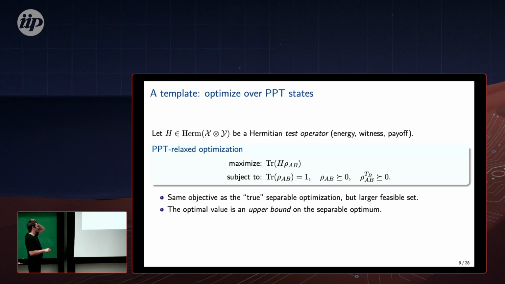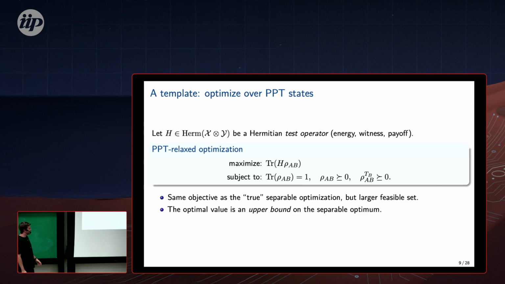And so this is a valid SDP, okay? And the objective value stays the same. Sorry, the objective stays the same, but we just enlarged the feasible set. So all separable states are PPT. So all states that are separable, we're going to optimize over, but we're also going to optimize over certain entangled states that nevertheless remain positive once you apply this partial transpose.